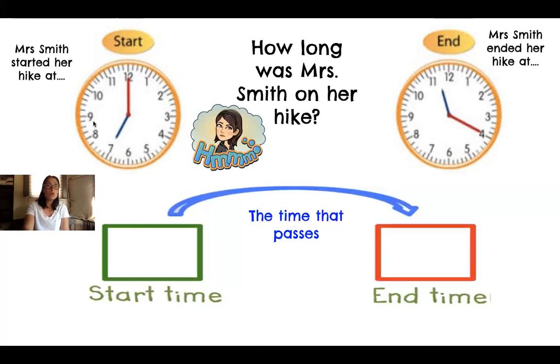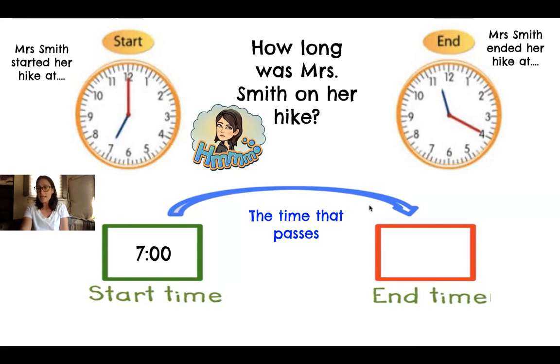Okay, does anyone know what time I started my hike? Say it out loud. Good. I did start my hike at 7 o'clock. As you can see, the hour hand is pointing to the 7 and the minute hand is right on the 12, which means o'clock, the start of a new hour. So 7 o'clock, I started my hike.